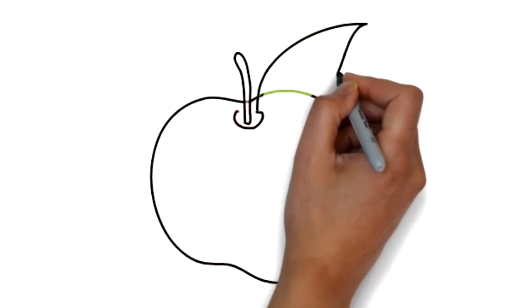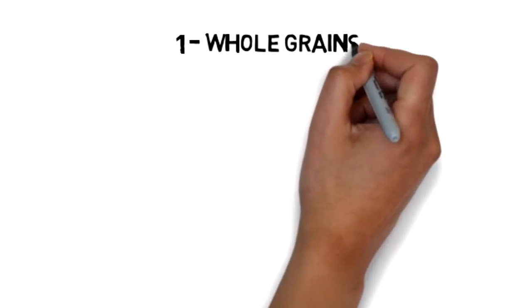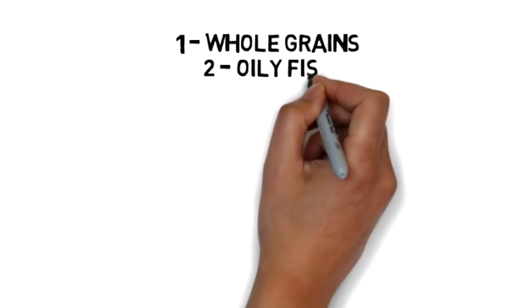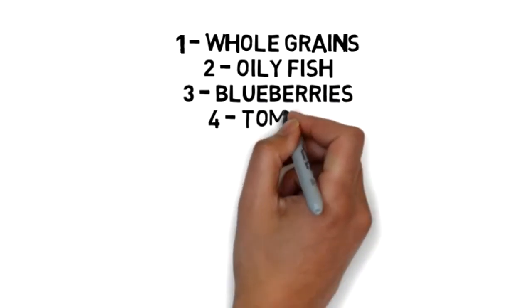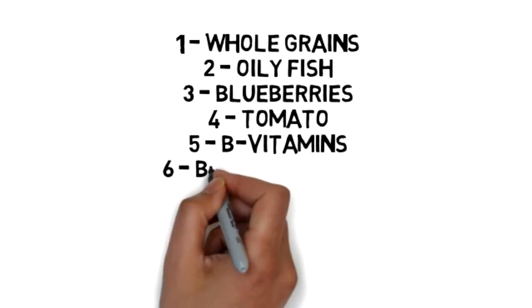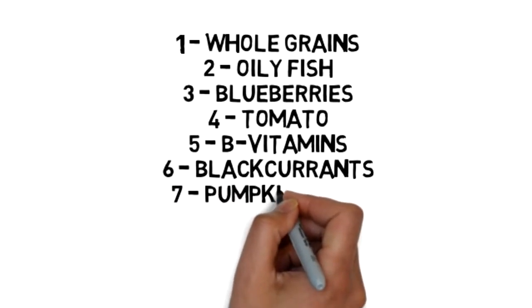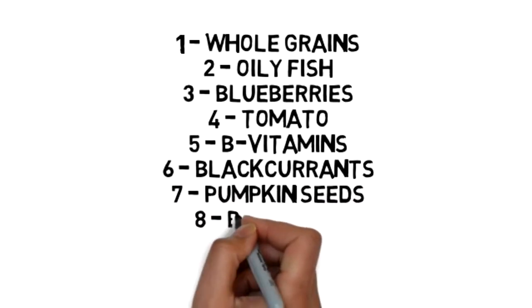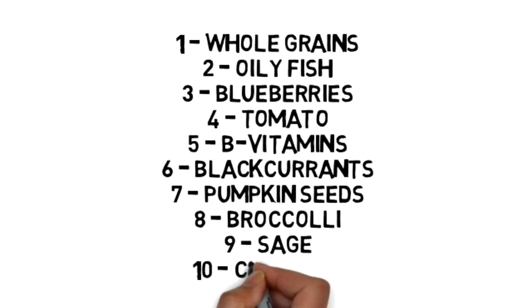So what we're going to do is a PEG system for 10 brain foods that are really good for you. So 1 is whole grains, 2 is oily fish, 3 is blueberries, 4 tomatoes, 5 are B vitamins, 6 are black currants, 7 pumpkin seeds, 8 broccoli, 9 is sage, and 10 is cinnamon. Now all of those are good for your brain. How do you remember all 10 of them?